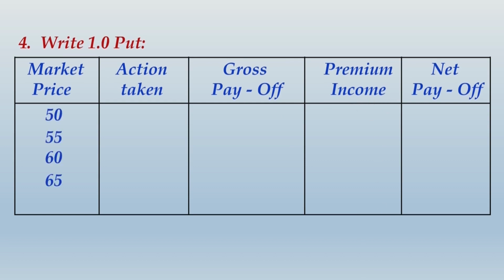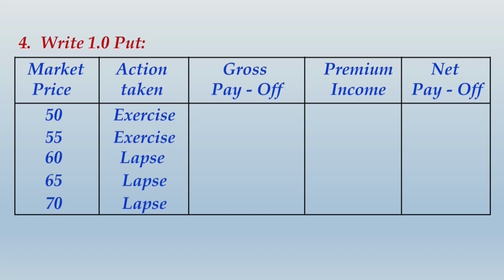Same 5 market prices. Action taken would also be same as you have done when you were holding put option, because still the logic remains same. Put option is exercised whenever market price is less than exercise price. So first and second case, the action will be exercise the put option, and in the next 3 you will let it lapse. Gross payoff will be, because you are a writer, don't forget, MP minus EP. So 50 minus 60 as minus 10 and 55 minus 60 as minus 5. In other 3 cases it will lapse, so 0, 0, 0.